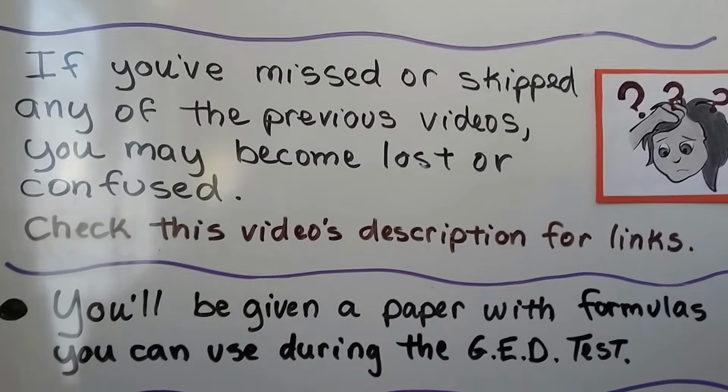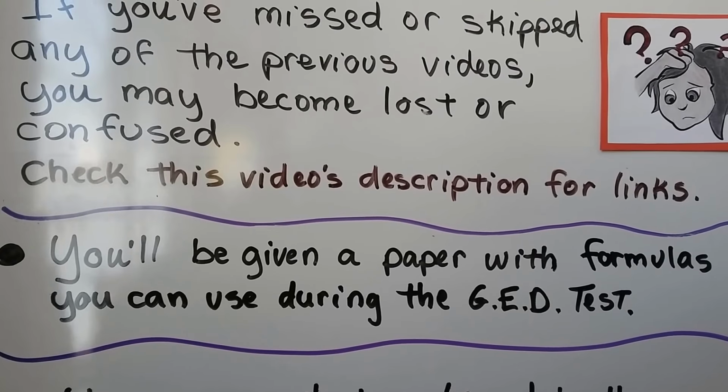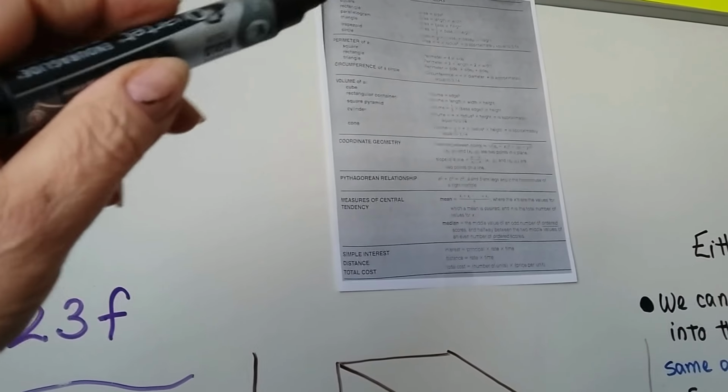I've got links in the description to help you, and remember you'll be given a paper with formulas that you can use during the GED test. And you just need to recognize how to use them, okay? It'll be labeled for what they are for area, perimeter, volume, etc.